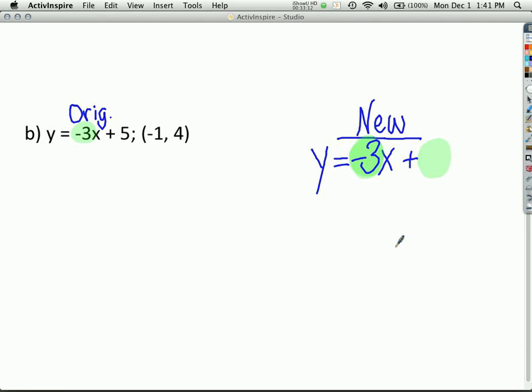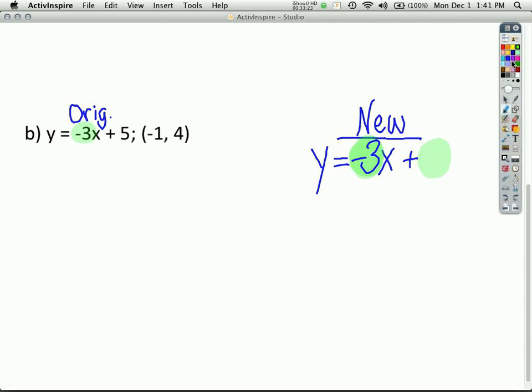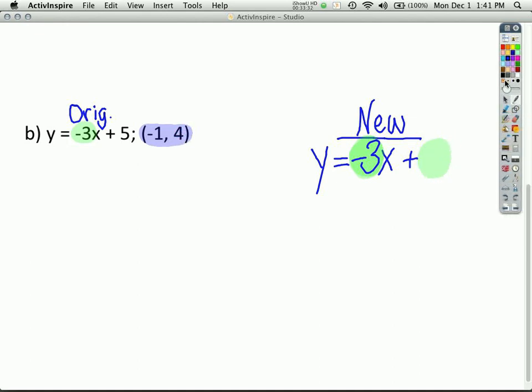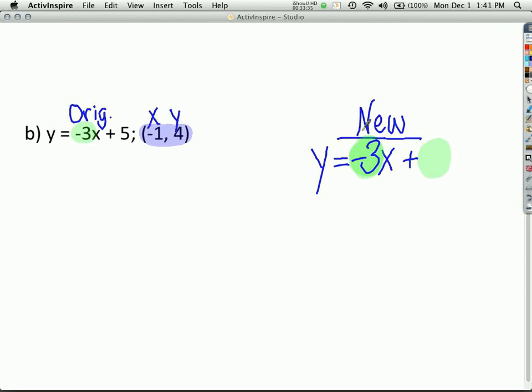So this question is easier because, like Mark said, we didn't have to find anything. It was already done for us. But we still have to find this piece. And that's where this point comes into play, right here. That helps us find this. Because this is an x and a y, and we can plug that in here to find the missing piece. So go ahead and do it. 4, I got that from right there, equals -3 times -1 plus b. Solve that equation and put the answer right there.